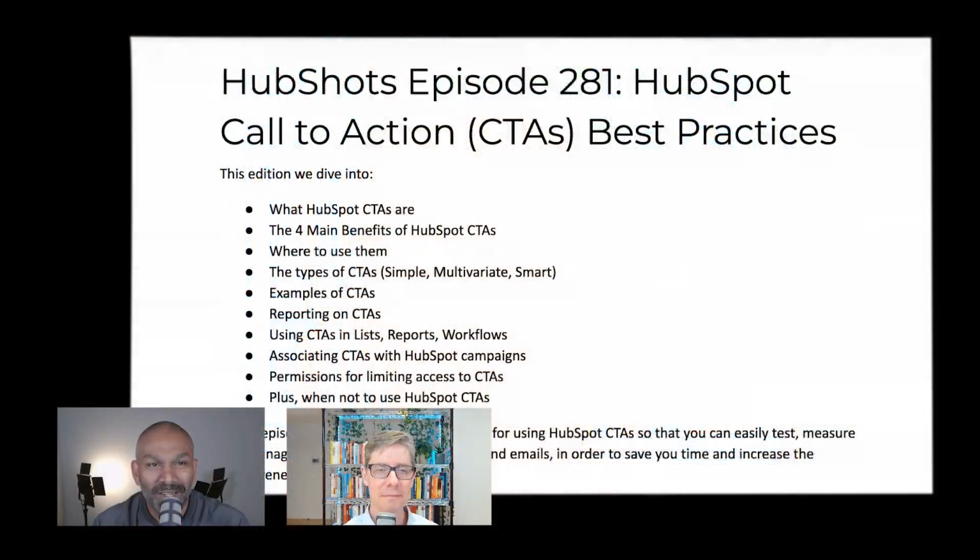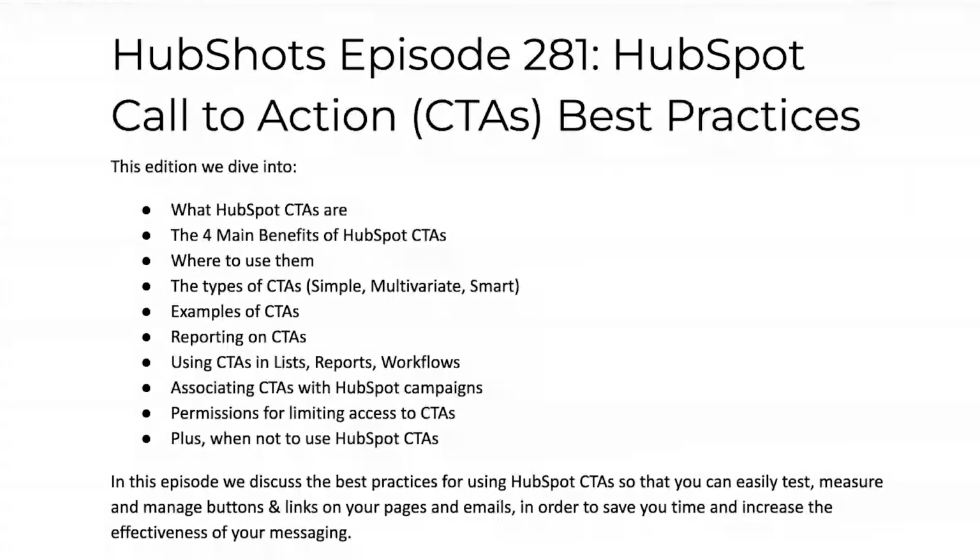In this episode, we talk about HubSpot call to actions and the best practices for implementing them. So we're going to talk about what HubSpot CTAs are, the four main benefits of a HubSpot call to action, where to use them, the types of CTAs. So we're talking about smart, simple, multivariate, and examples of CTAs, and how to report, plus much, much more.